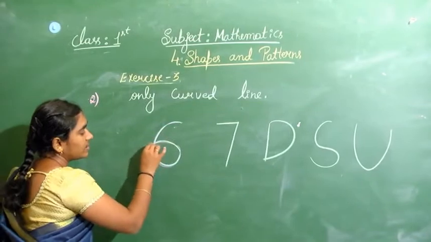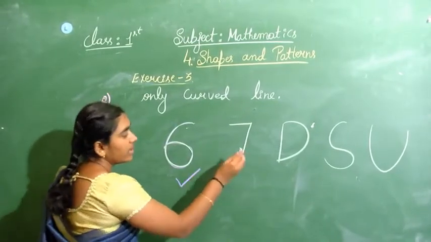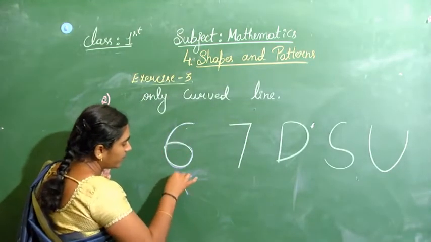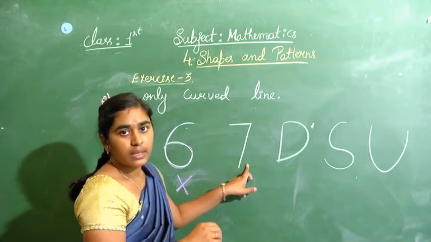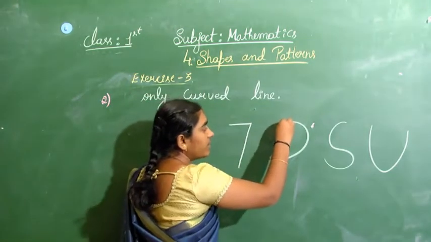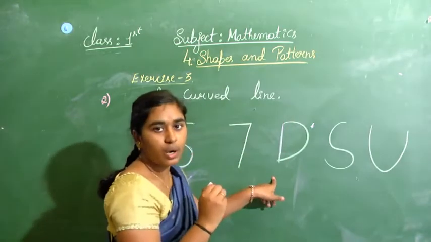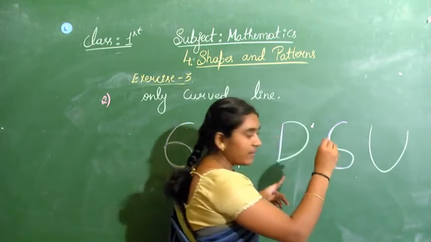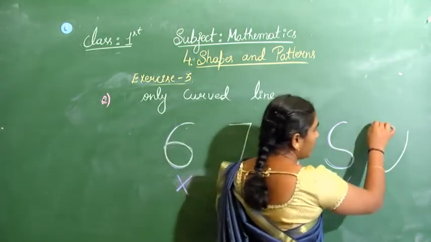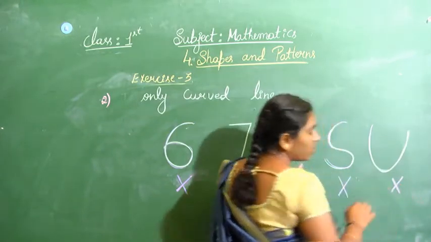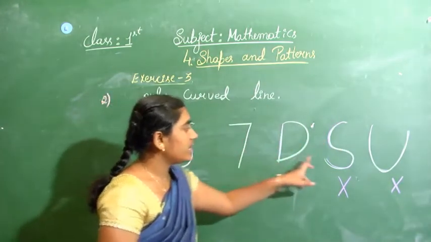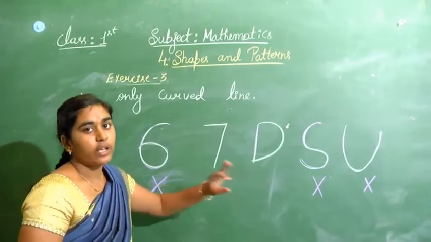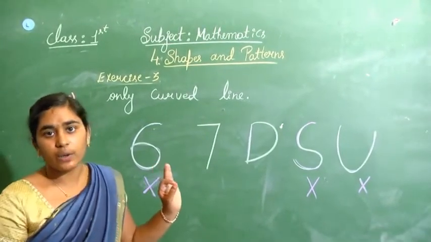Number 6, yes, it is having only curved. Number 7, it is not. So tick mark, not into mark we need to write. This one, no. And this, if you see here, we have one straight line. So this is not a curved one. And coming to the alphabet, yes, it is having only curve. And of course, U is also having only curve. Here, number 6, S and U are the 3 numbers or alphabets which are having only curved lines. Like this you need to identify.